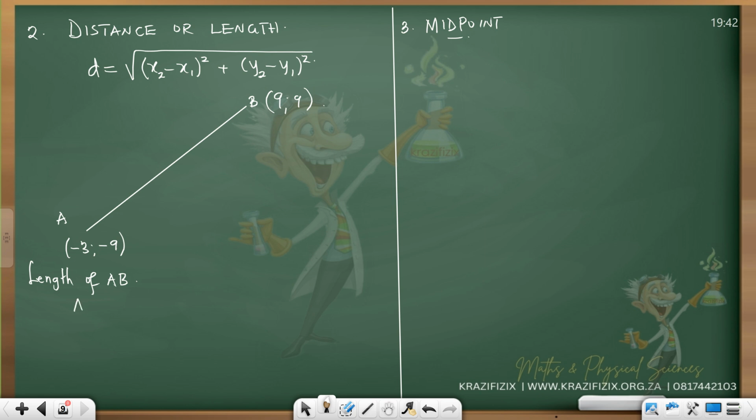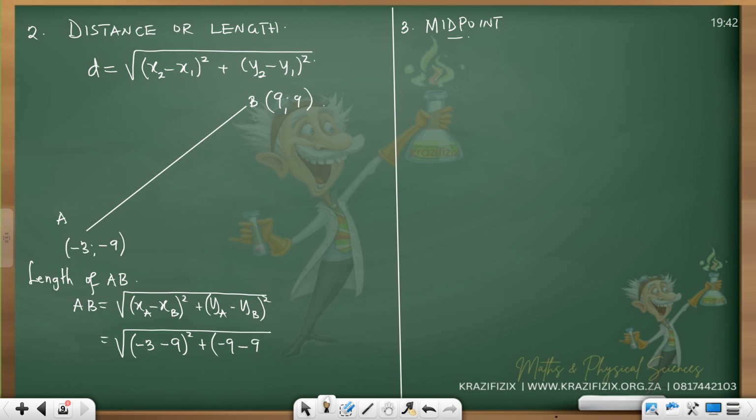All right, so AB, I like to use my X and A and B. I'll say (XA minus XB) squared so that I can quickly see which one is A and which one is B. It just helps me. So I have the square root of, what's the X value of A? Negative 3 minus the X value of B, which is 9. What's the Y value of A? Y value of A is 9 and the Y value of B is negative 9. Right. Is it 6 root 13?